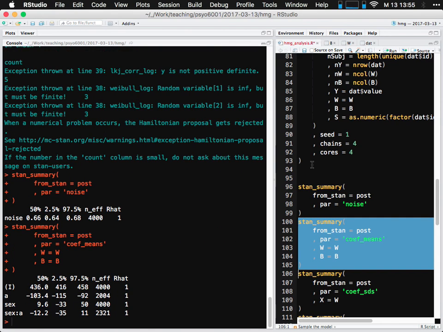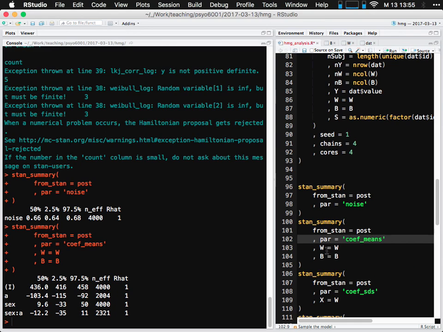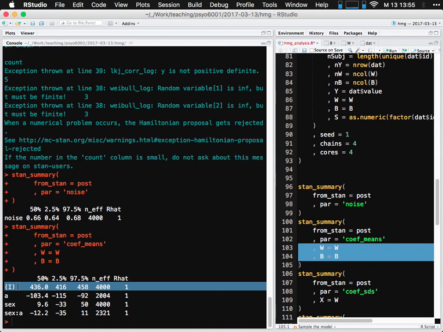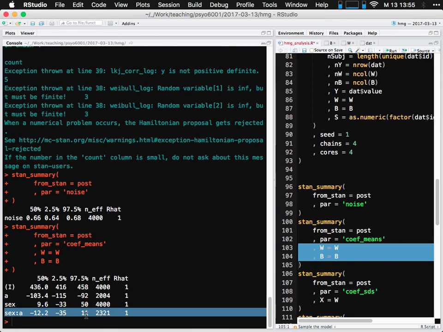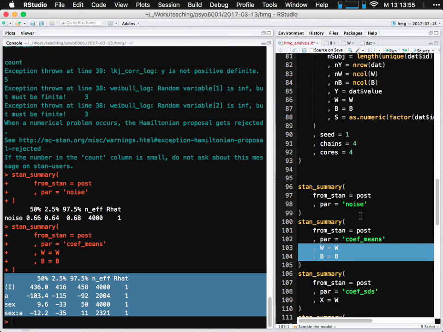We can look at the coefficient means, and by using stan summary and giving the two contrast matrices used, it gives us these nice names for things. So here's the intercept, main effect of A and its credible interval, main effect of sex and its credible interval, and the sex by A interaction and its credible interval. I'm going to actually copy this because I'm going to do a comparison.